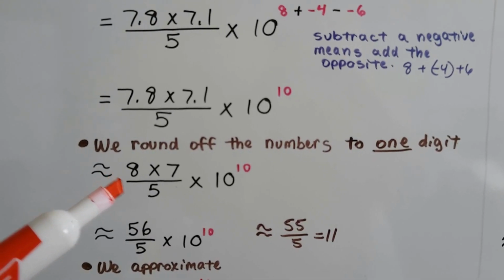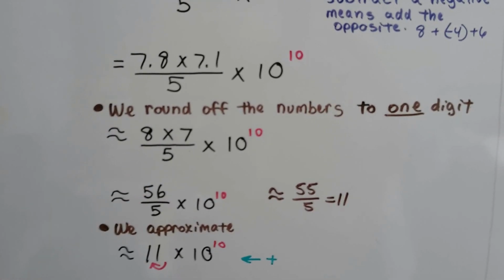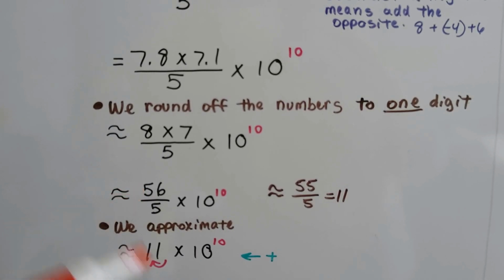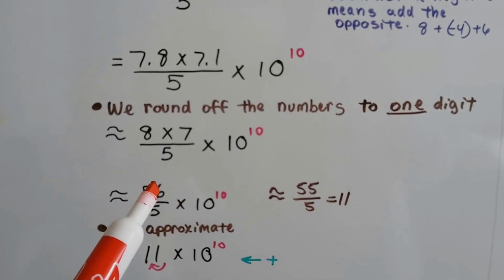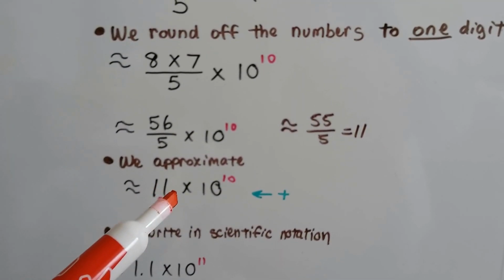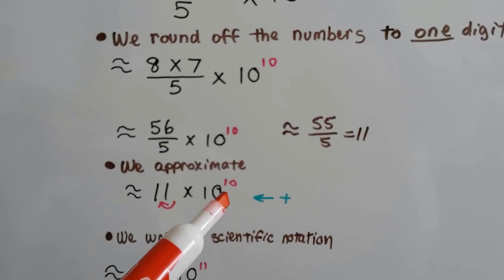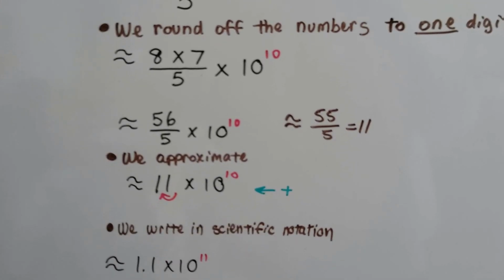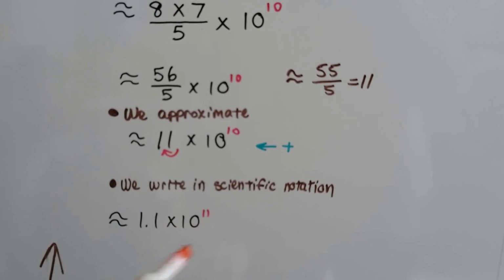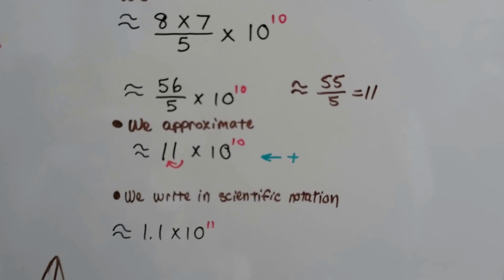So it's approximately 8 times 7 over 5 times 10 to the 10th, or 8 times 7 is 56. But we don't want any decimals, and we want these to divide evenly. So 5 times 11 is 55, so let's round this again to a 55. Now we need to move our decimal point over from behind this 1 on the 11 in between the two 1s. And because we did that, our exponent's going to go up, because we're moving to the right. And to write it in scientific notation, we end up with 1.1 times 10 to the 11th as our estimate. That's what it's approximately equal to, okay?